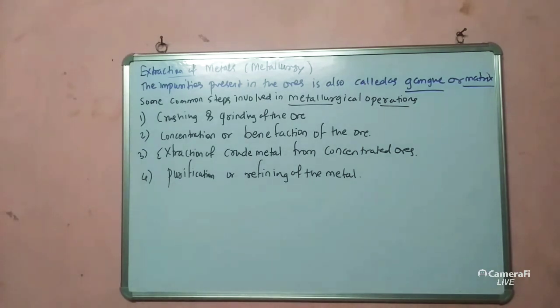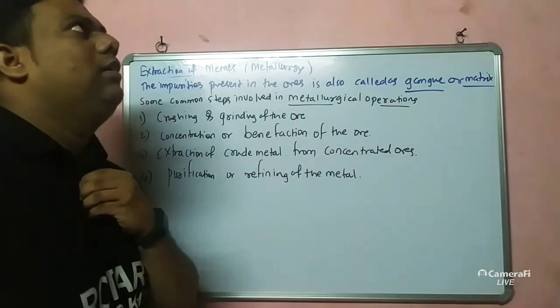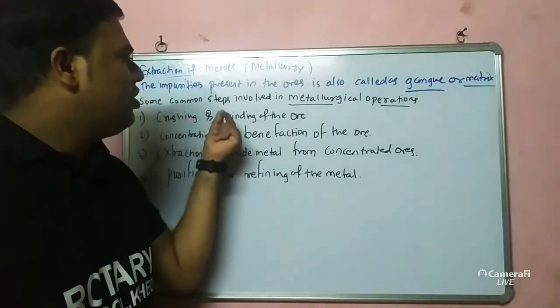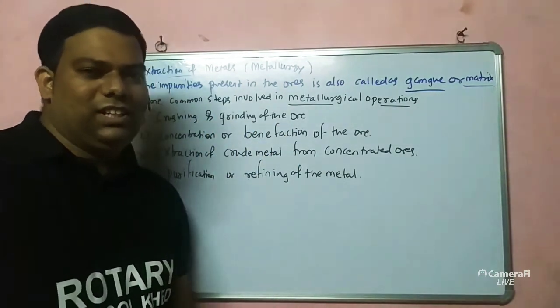So write this down properly. It is crushing and grinding of the ore. पहिल्यांदा काय करायचं? क्रश करायचं, ग्राइंड करायचंय त्या ओरला. ठीक आहे, जेणेकरून काय होणार आहे, जी काही इम्प्युरिटीज आहेत, जे काही निघून जाणारे इम्प्युरिटीज आहेत क्रशिंग आणि ग्राइंडिंग केल्यावरती त्या निघून जातील. ठीक आहे.